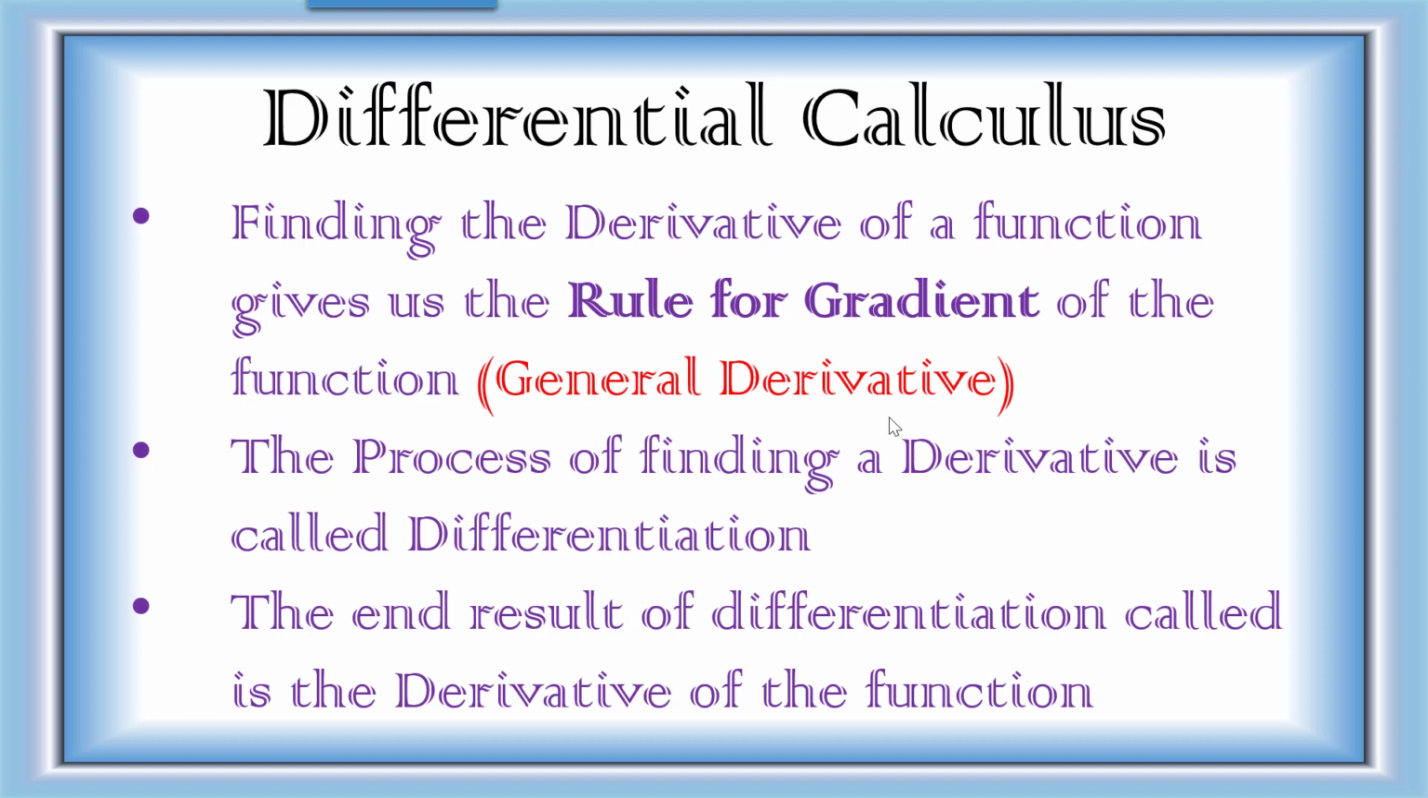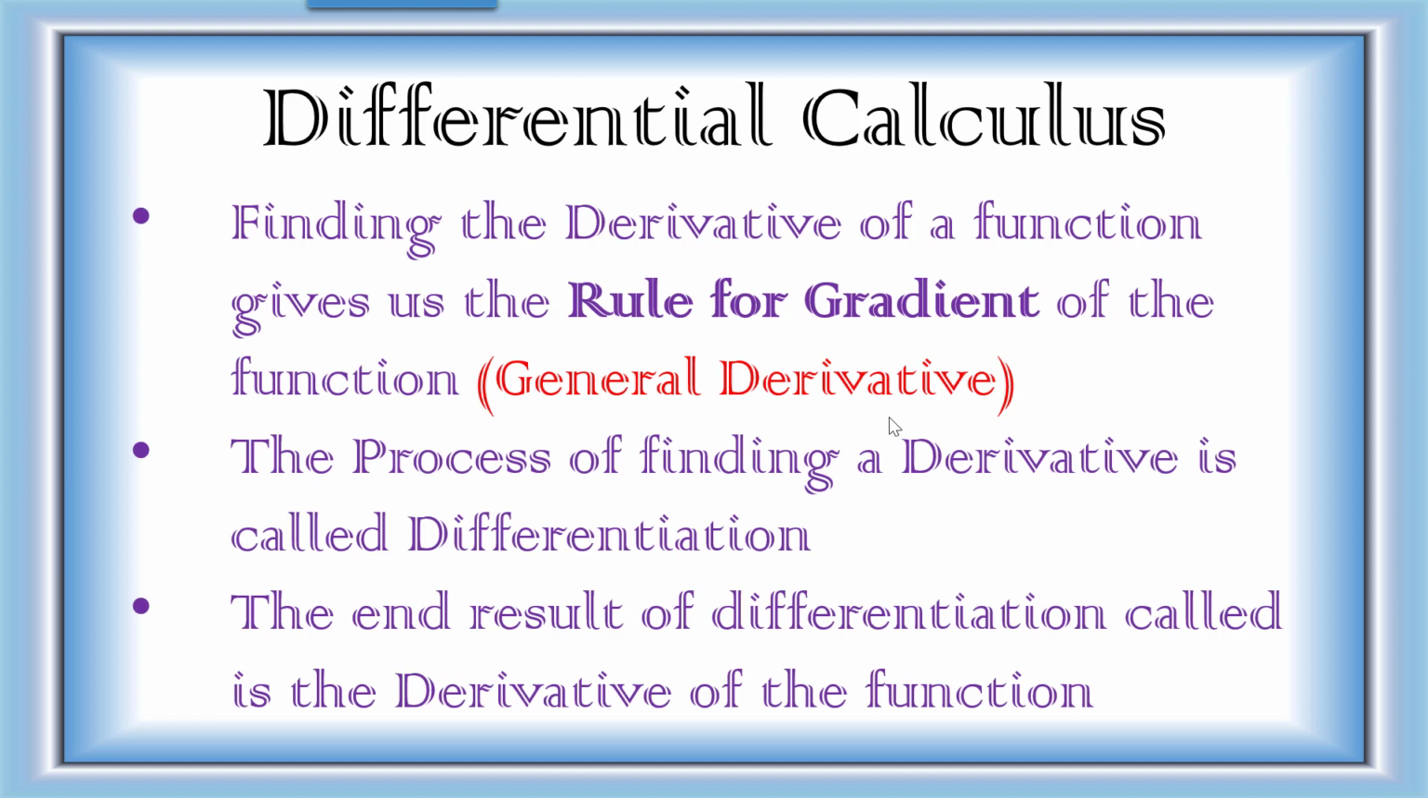So we kind of estimate it using a secant, and then we try to make the secant a tangent, and the equation or the slope of the tangent at any point on the curve is actually giving us the gradient of the curve. And the process of finding the derivative is called differentiation, and of course the end result is called the derivative of the function.